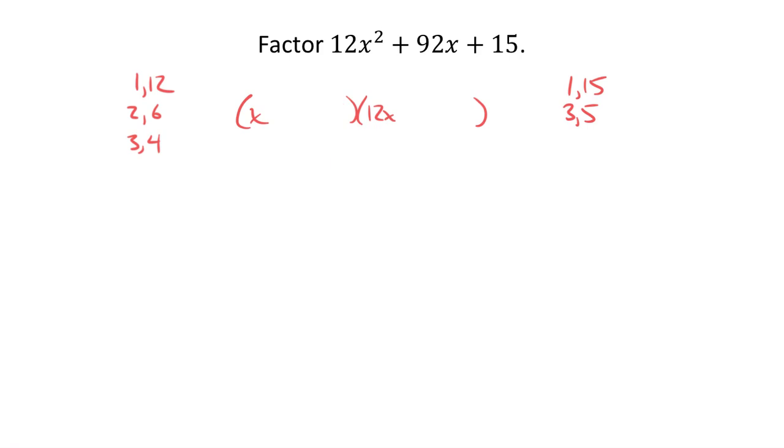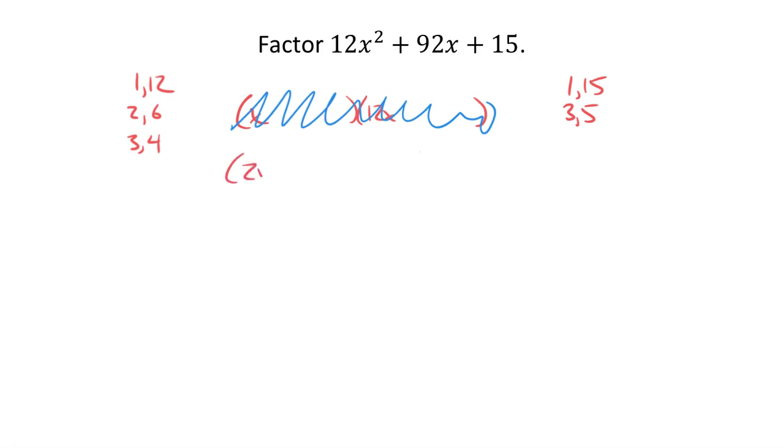We can now try 3 and 5. If I put the 3 in, it can't go with the 12 because it has a common factor with 12. So 3 is going to have to go with x and 5 with the 12. When we compute the inner product, we're going to get 36x. When we compute the outer product, we're going to get 5x. 5x and 36x is going to give us 41x. Again, that won't work. This means that if it factors, it won't factor with x and 12x. So we move on to the next pair.